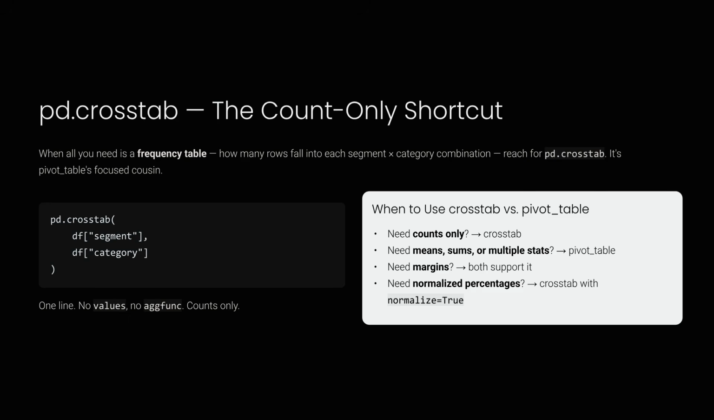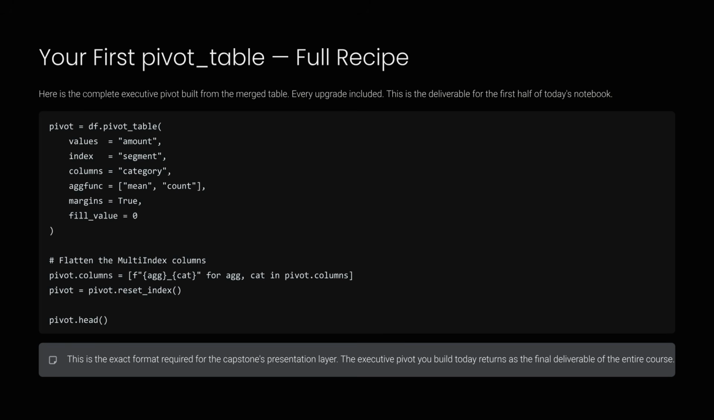If you only need a simple count of data points in each category, skip pivot table and use the focused pd.crosstab. It's designed for frequency tables and also supports handy features like normalization to calculate percentages. This is the final recipe for your executive-level pivot table, incorporating all the upgrades we discussed today. It's perfectly formatted for the presentation layer of your capstone.